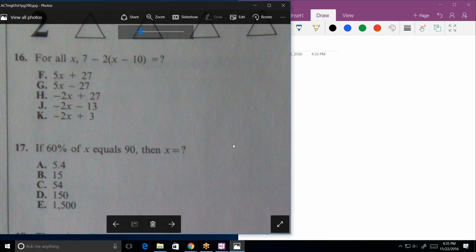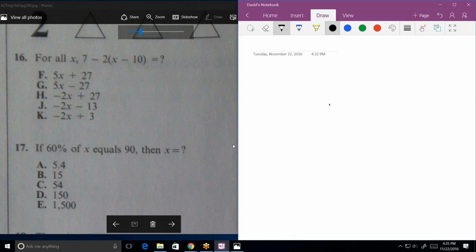16. For all x, 7. What? They're saying for all x, 7 minus that is equal to what? Oh, so it'd be 7. Do it one step at a time. Don't do more than one step at a time. Pretend your life depends on all of these.